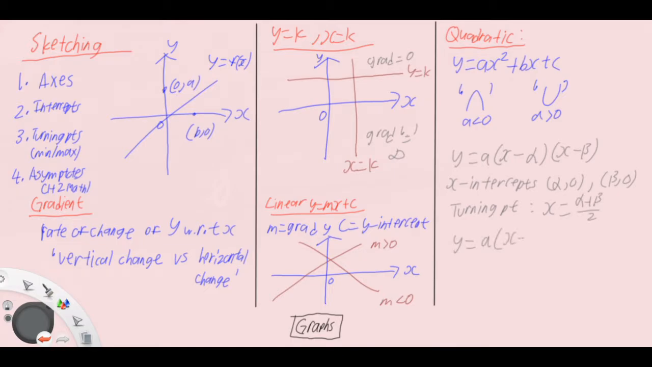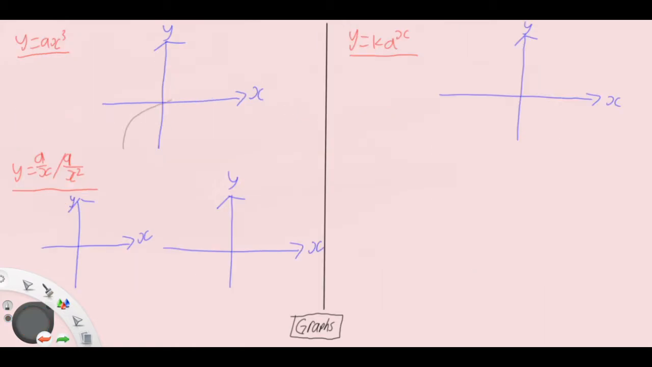If you have a times x minus gamma, whole thing squared, then you have only one intercept, which is also the turning point, at gamma, comma, 0. If you have the completed square form, plus or minus a times x plus h squared plus k, your turning point is at minus h, k, just like when x plus h squared becomes 0.